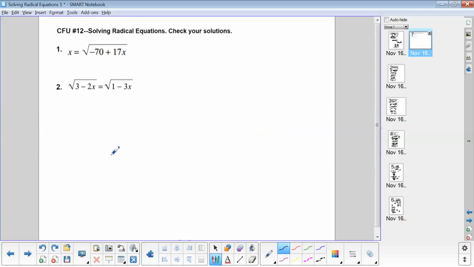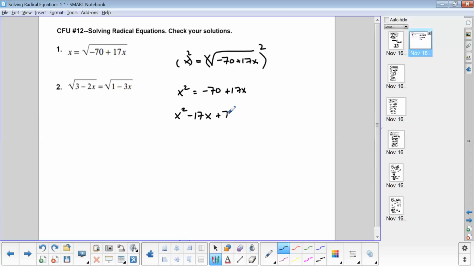And then you have your check for understanding that we looked at in class. And again, I'm going to have to square both sides. And when I square both sides, I am going to get a squared term on the left. So I get x squared equals negative 70 plus 17x. So I'm just going to move all my terms to the left side. So I'm going to subtract the 17x. I'm going to add the 70.